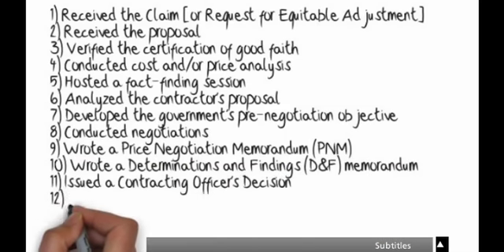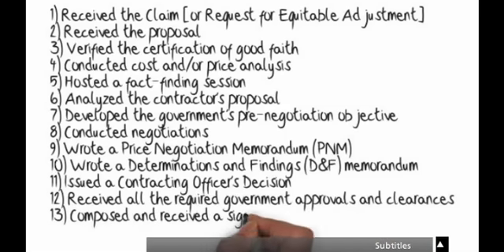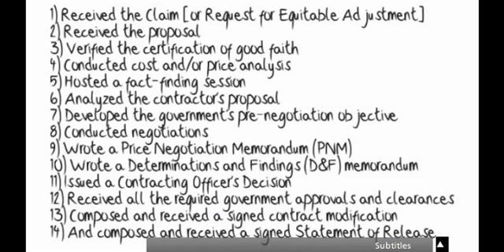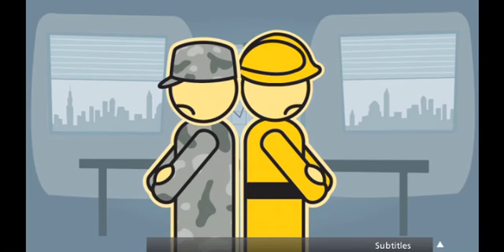10. Wrote a determinations and findings, D&F, memorandum. 11. Issued a contracting officer's decision. 12. Received all the required government approvals and clearances. 13. Composed and received a signed contract modification. 14. And composed and received a signed statement of release. Jason knows each situation is different, but these are the general steps to resolve claims and/or REAs. Jason and Charlie may also use alternate dispute resolution to resolve their dispute and settle their claim. We'll take a look at alternate dispute resolution in the next module.